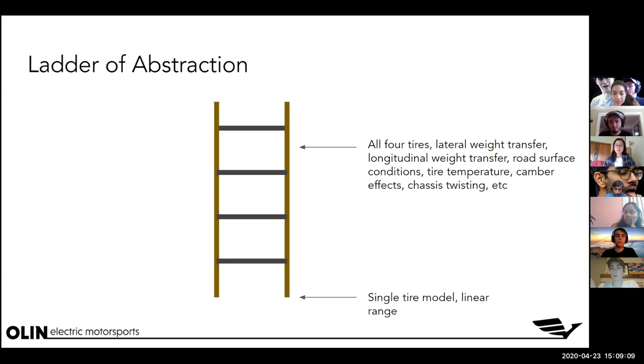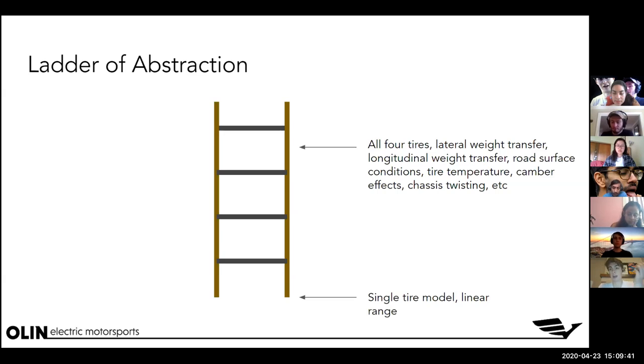Then we can move up the ladder and start adding all those complexities that a real vehicle might have. Now we have four tires, so we need to consider weight transfer in both the lateral and longitudinal direction. We might need to consider how slick the road is. Is it a gravel road? Is it concrete? Is it wet? Is it dry? We might have to consider things like tire temperature, all these different effects that are going to change how our vehicle performs. That is much more complex, but much less abstracted from what's happening in real life. It's actually accounting for things that might be occurring.